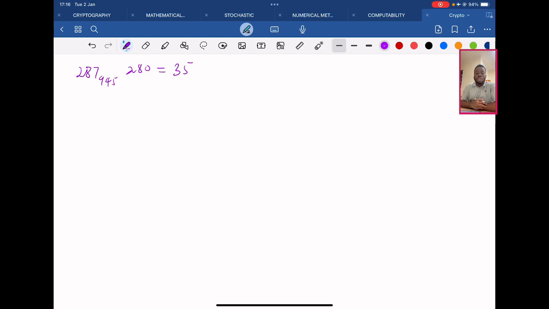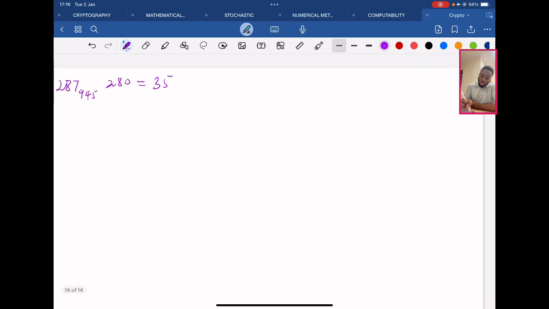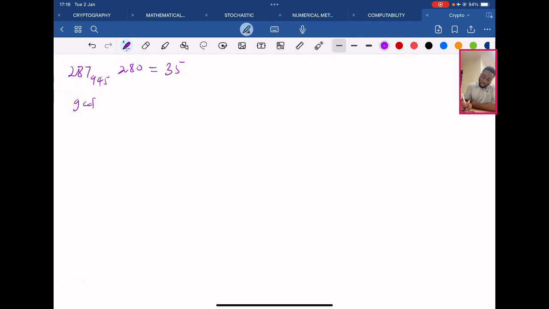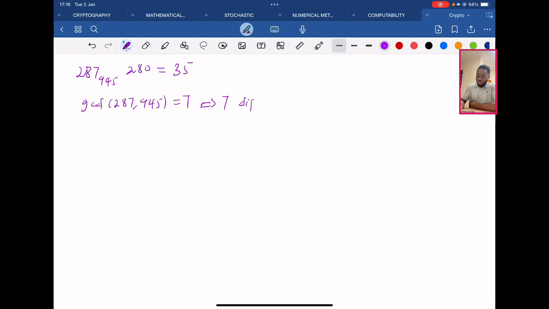Now, what if we want different answers? You remember the last time you got to see that if you want to see the number of solutions that will satisfy this particular equation, you have to find the GCD of A and N. So in this case, we know that the GCD of 287 and 945 is equal to 7, which implies that we have 7 different solutions.